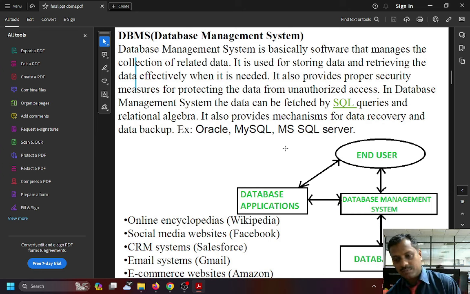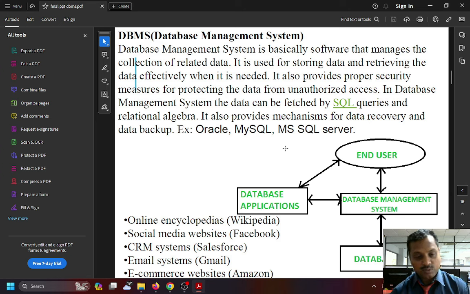See here, what usually happens: the end user is there. He may access data through a database management system, or he may use certain applications, like an online encyclopedia or a social media website. Whenever you are using Facebook, you are actually accessing the data which is stored by Facebook. Or there is big management software like CRM systems. For example, a company has one website, and all the data is managed through that website itself, so in the back end you maintain the database.